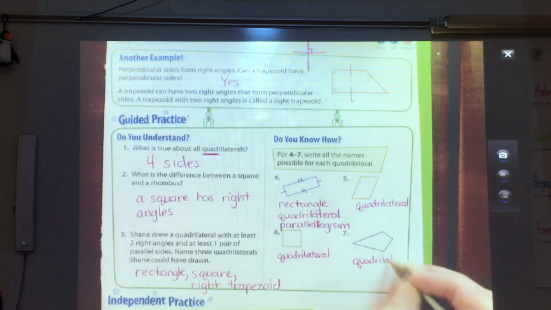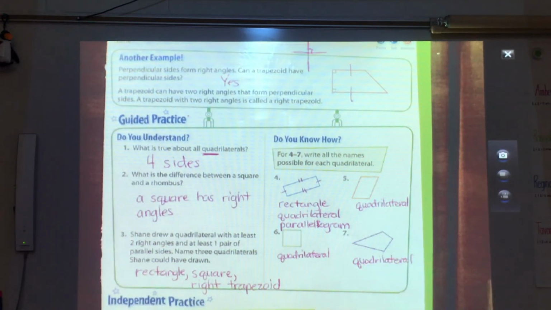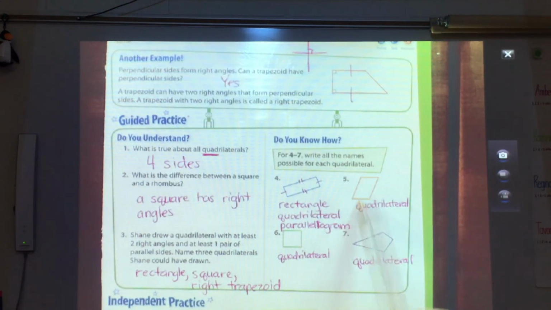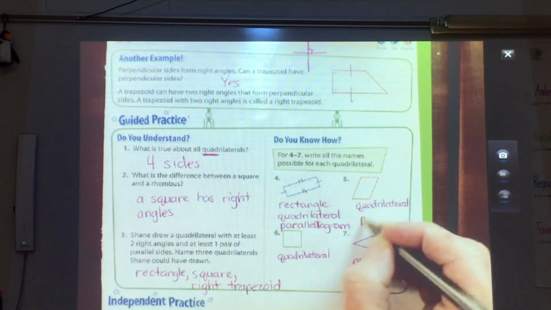But I need to go back and see if I can come up with some other names. So this shape right here, it does not have right angles, so therefore it cannot be a rectangle, it cannot be a square. So the question that I have is, could it be a rhombus? A rhombus says it has to have parallel sides the same length, and that one does not have 4 equal sides. And it has 2 sets of parallel sides, so it can't be a trapezoid. So the only thing left is that it is a parallelogram.